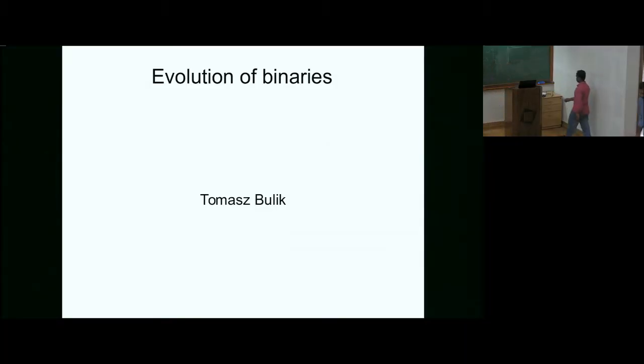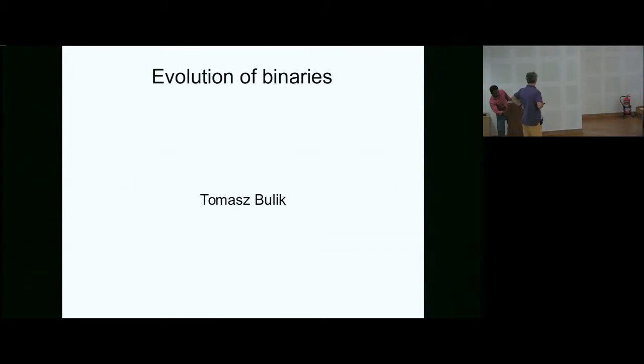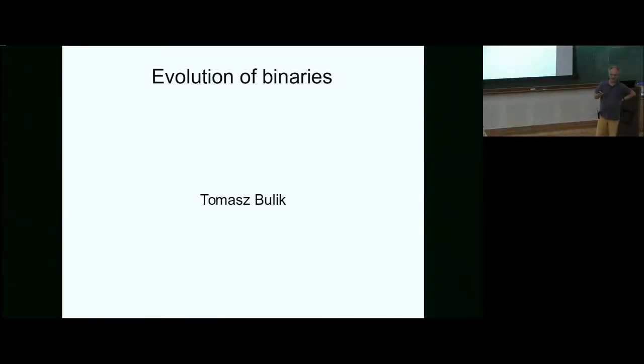The idea of this lecture is that I would like you to have an overview of what goes into current ideas of binary evolution, starting from main sequence stars and going through many stages that may lead to formation of compact objects or binary compact objects.